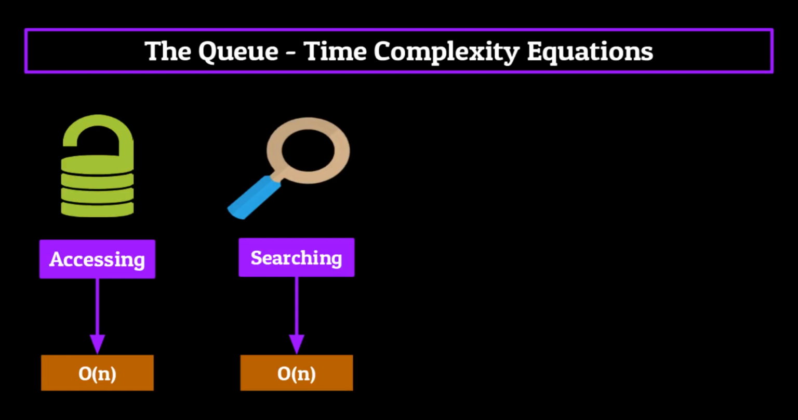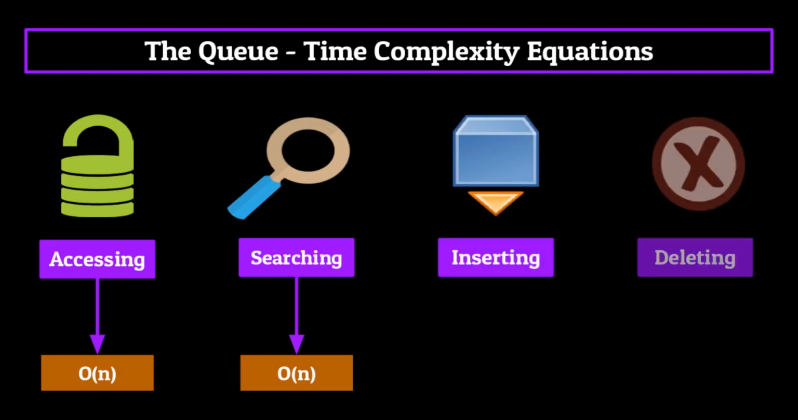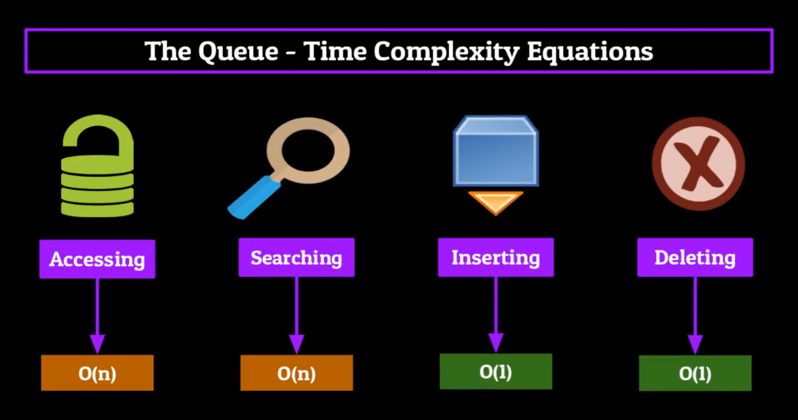Inserting to and deleting from a queue are both going to be an instantaneous O of 1. This is because, just like with the stack, we're only ever onQueuing at a single point, and we're only ever dequeuing at a single point. This means that no matter how large the size of the queue is, it will always take the same number of operations for any magnitude to either insert or remove an element. And there they are in all their glory, the time complexity equations for the queue.